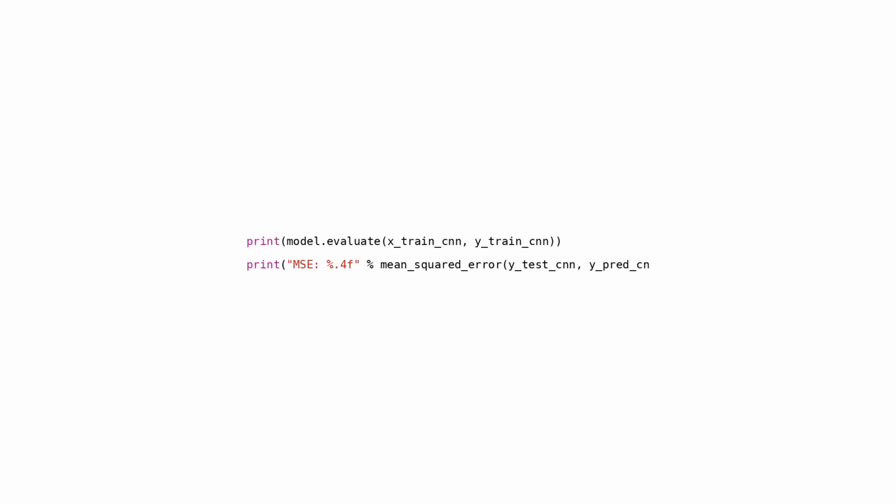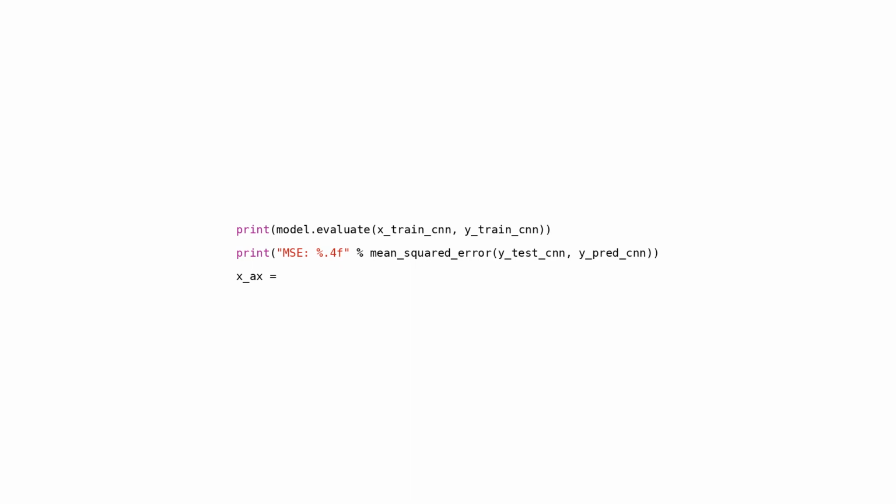This explanation is related to evaluating a machine learning model and visualizing its predictions. Here's what the process includes. 1. Evaluating the model's performance on the training data using model.evaluate(x_train_CNN, y_train_CNN). The evaluation metrics depend on how the model was compiled, such as accuracy or loss.